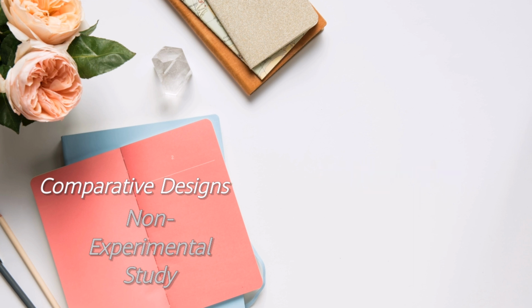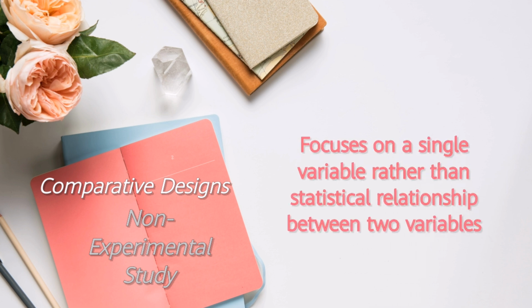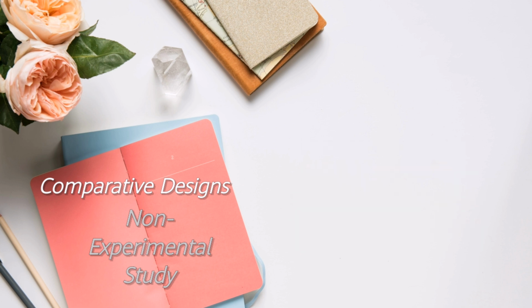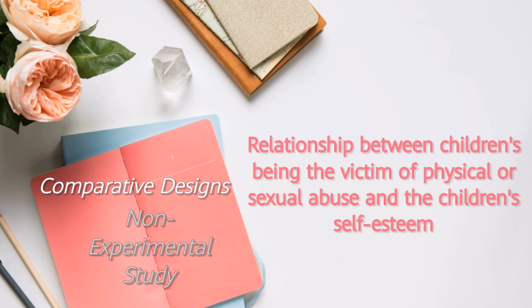Research can be non-experimental because it focuses on a single variable rather than a statistical relationship between two variables. Say, for example, you as a researcher are interested in children who are victims of physical or sexual abuse and their self-esteem. The first thing you do is select your respondents using a variety of sampling techniques to come up with those who are victims of physical or sexual abuse, and then give tests to measure their self-esteem.